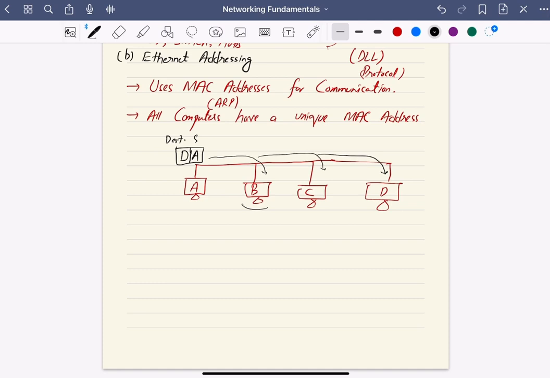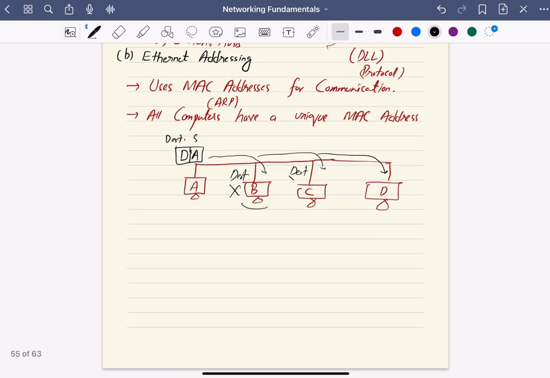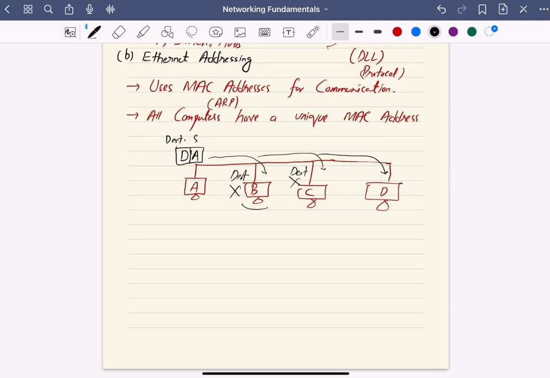This computer will receive the message, and it will see what the destination is. The destination is not B, so it will not read or open the message. This workstation will also get a copy and try to match the destination. It doesn't match, so it will not read the message. This computer, of course, and this computer will open the message and read the communication.